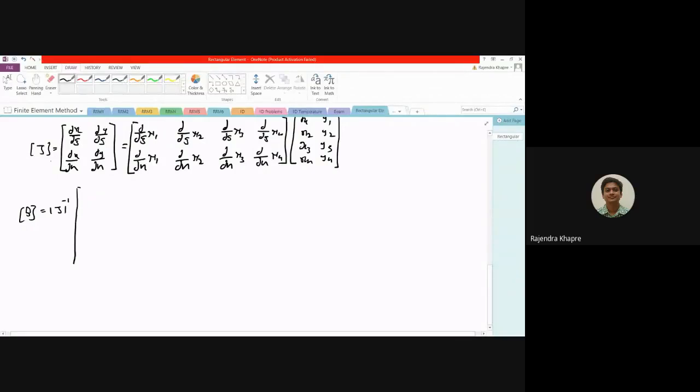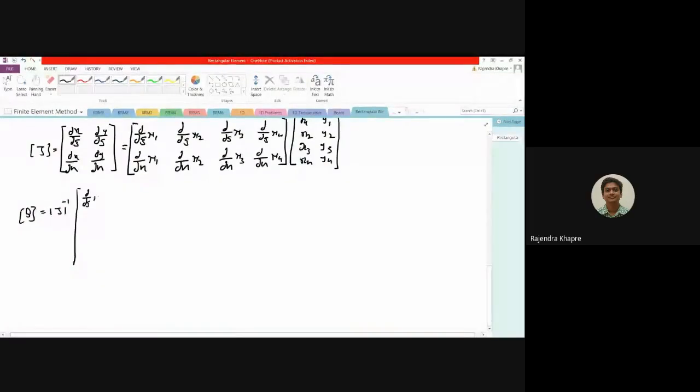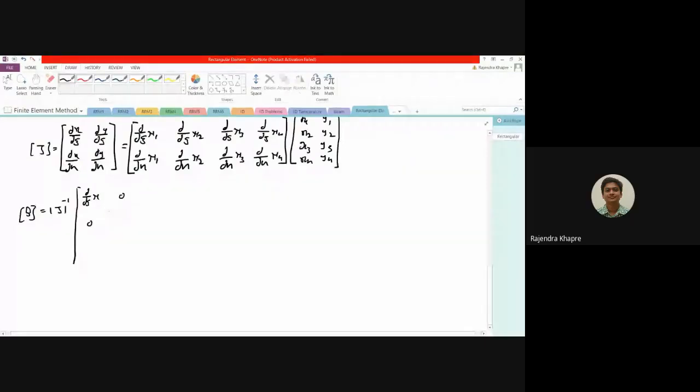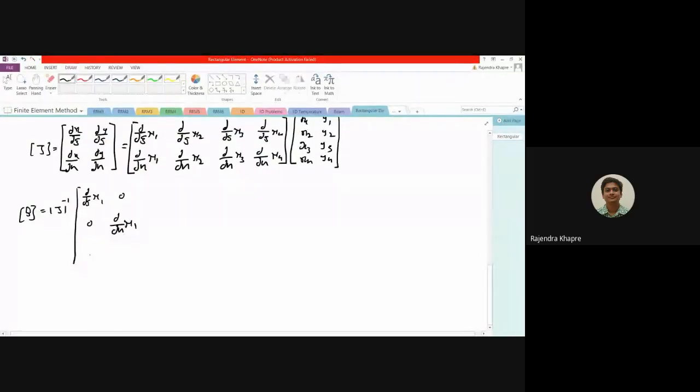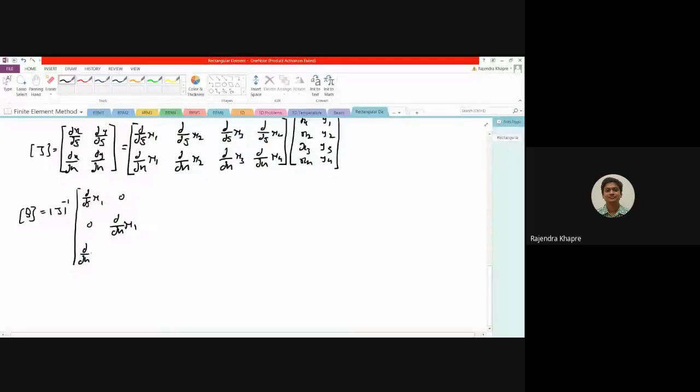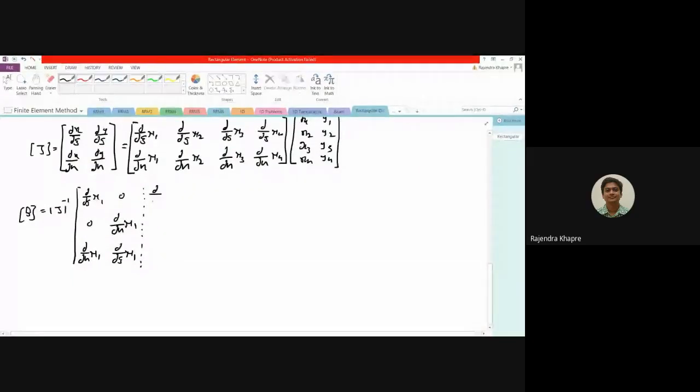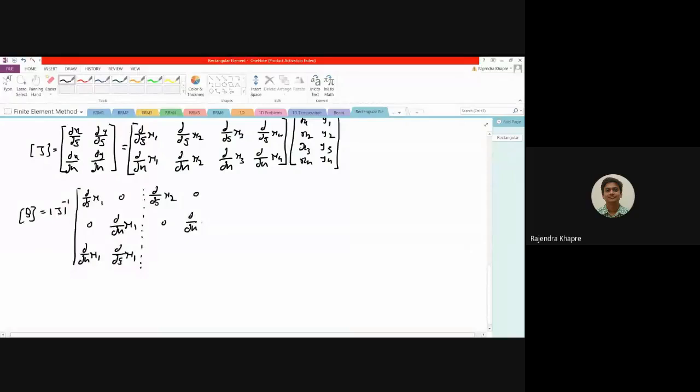So this will be something like d by d xi of N1 into 0. This will be 0, and this will be d by d eta of N1. Okay, so same lines, this will be d by d eta of N1, this will be d by d xi of N1. So this will be the first component. Here you will be getting d by d xi of N2. This will be 0, this will be 0, this will be d by d eta of N2, this will be d by d eta of N2, this will be d by d xi of N2. So this is the second section.